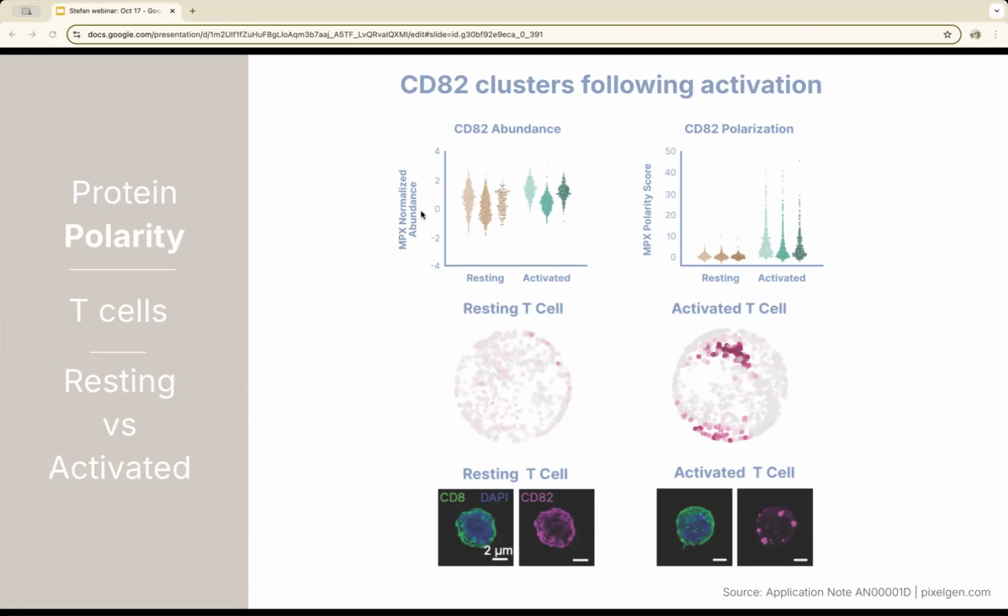However, the change in polarity you already saw, but we also validated that with microscopy. So at the bottom here, you see resting cells and you see the reference. We've used CD8 as a reference here, as I showed you with the visualized MPX data. So CD8 is uniformly distributed, and so is CD82 in resting cells. But once they're stimulated with PHA, CD82 abundance does not change. However, we start noticing these clear CD82 microclusters on the cell surface.